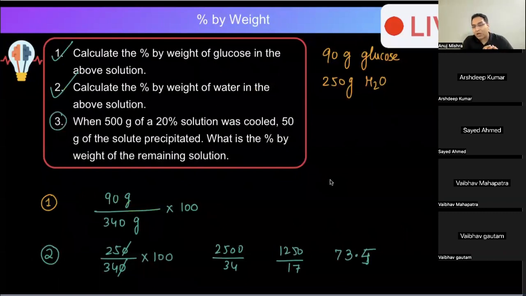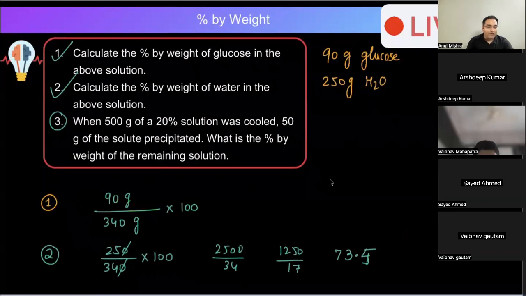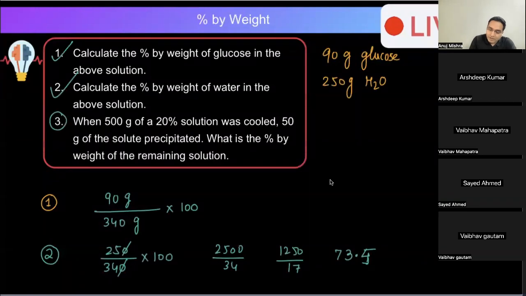And physical chemistry is all about applying the concept. It is not just knowing the concept, it is also application of the concept. We need to apply, we need to see that whatever we have learned, is it applicable? How are you using it? That makes the whole difference. So the third question is 500 gram of a 20%. So I'll do one thing, I'll just take this part on the other page.